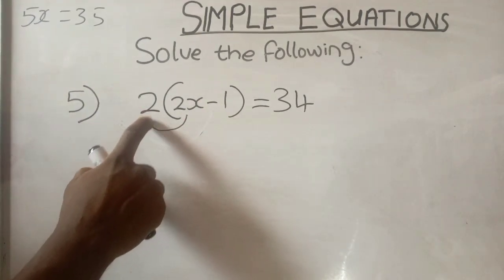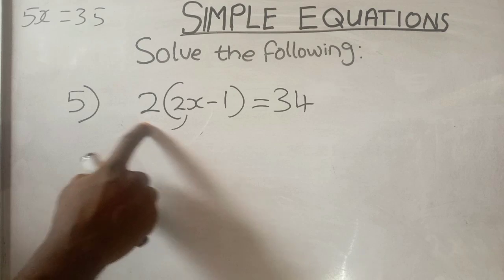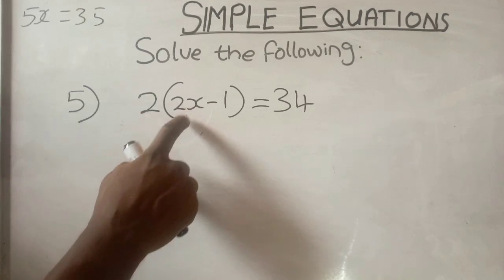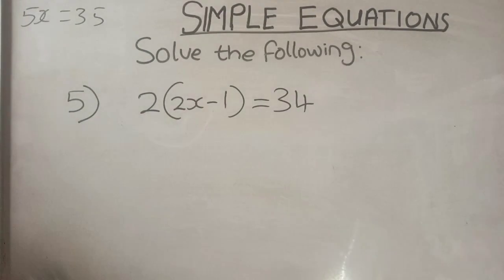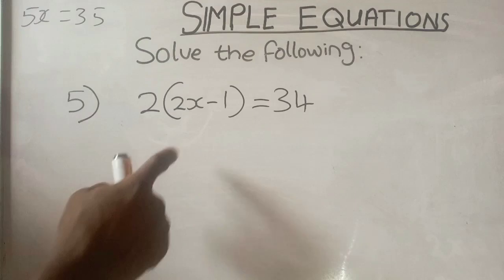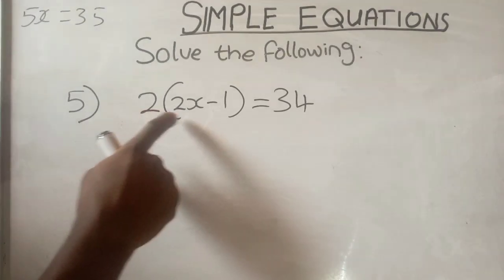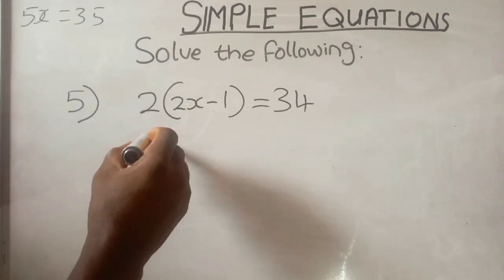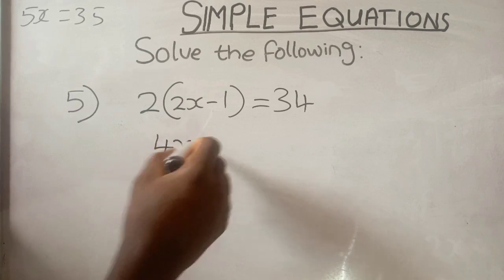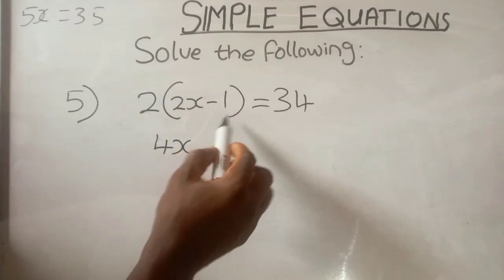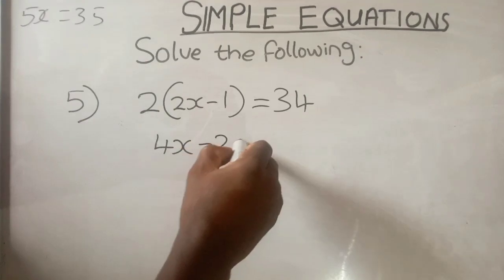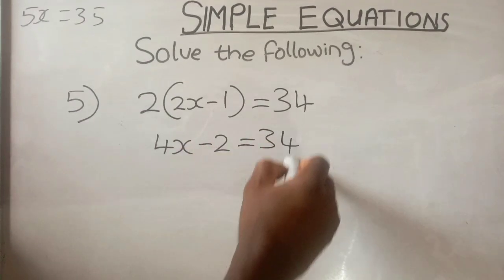If you are having a challenge with opening of brackets, you can watch our algebra 2. We already have videos on algebra 1, algebra 2, and algebra 3 that will address some other simpler challenges somebody may be having with regards to algebra. All right, so let's open the bracket. 2 times 2x will give us 4x. 2 times minus 1 will give us minus 2, equal to 34.